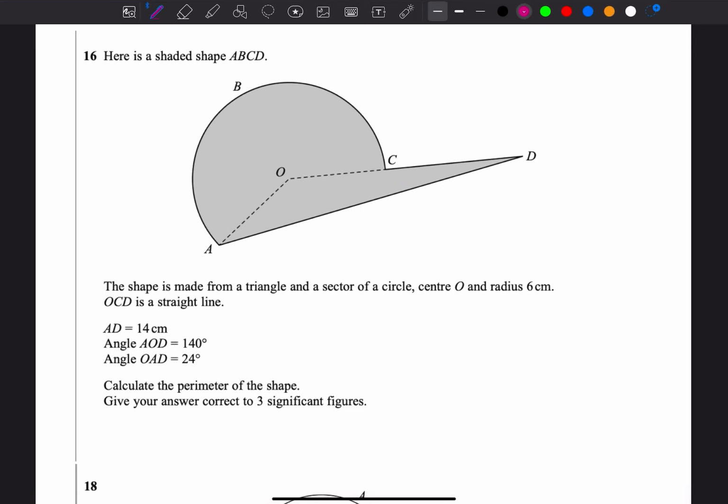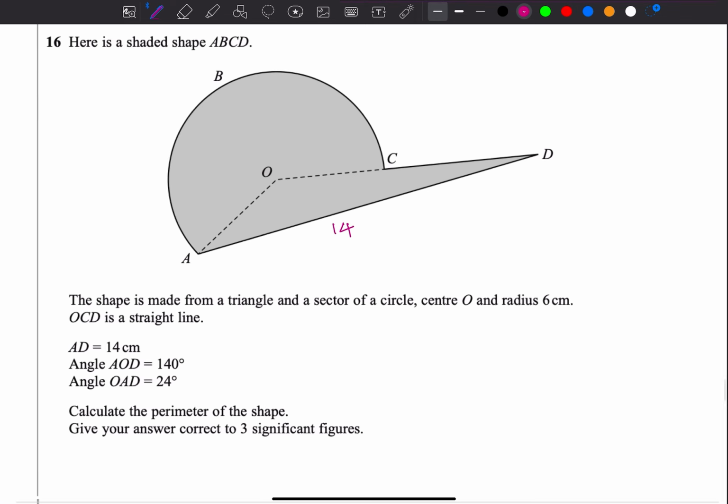Okay, so sine rule, cosine rule, and area of triangle again. They said A to D is 14 centimeters, so it's 14 over here. Okay, angle AOD, so it's a middle letter O. Angle is 140 degrees. Yes, and then angle OAD is this angle A. It's this little one, which is 24 degrees.